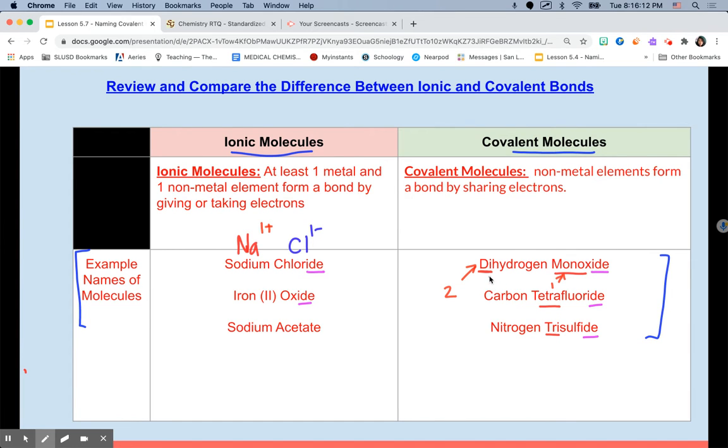So if you know a little bit of Greek or a little bit of Latin, some of these prefixes, like tri from tricycle, might seem familiar to you, right? Tri meaning 3, right? And mono meaning 1. You might know, but maybe not as much, that di means 2, right? So dihydrogen is just H2. I have 2 hydrogens. Monoxide, mono meaning 1, 1 oxygen. So dihydrogen monoxide is just H2O.